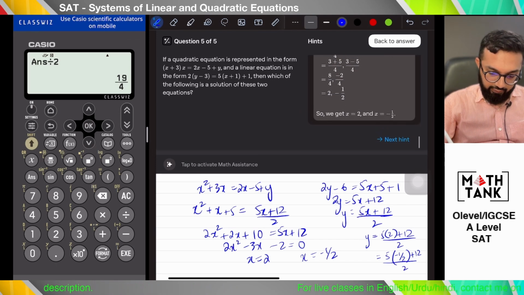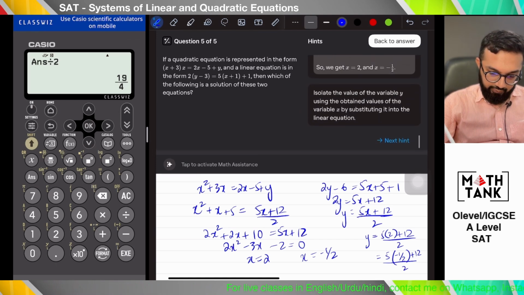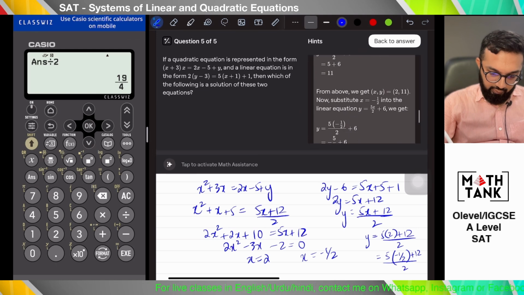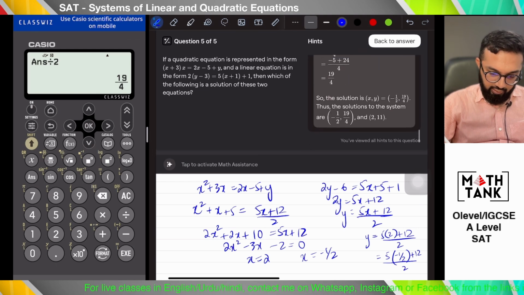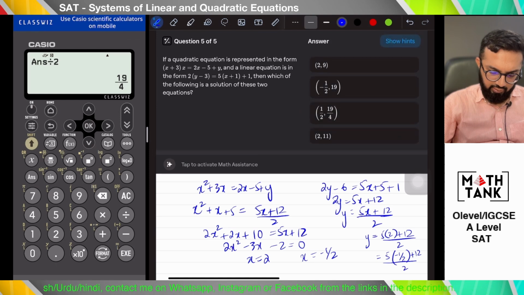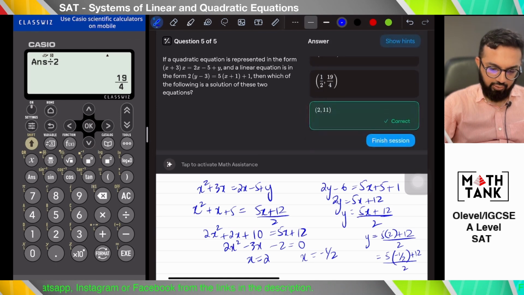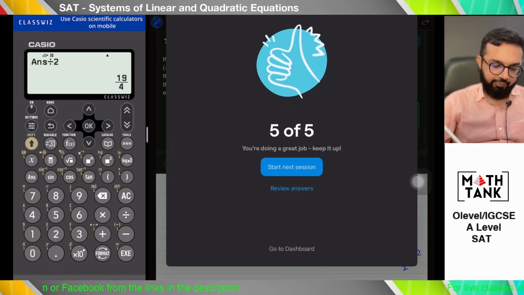2, minus half. I get 11 and minus half, and 19 over 4 and 2 and 11. Okay, that was there as an answer option. I should have picked that first.